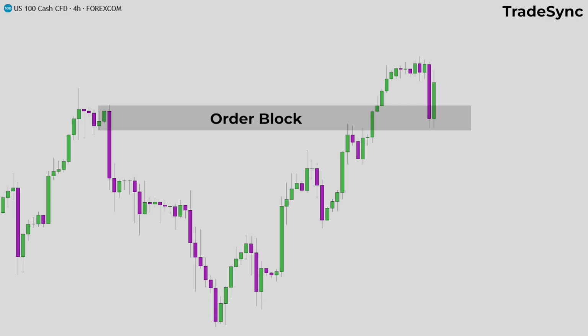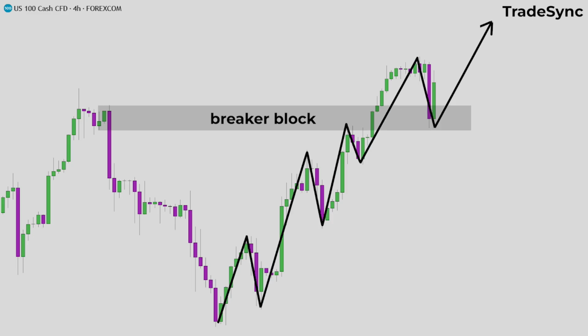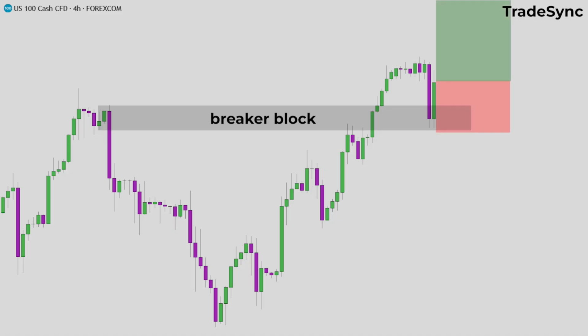Price broke the order block, turning it into a breaker block. A strong rejection has already formed from the zone, confirming the uptrend after the breakout. Now we're ready to enter the trade, with the stop loss placed below the breaker block and a target of 1 to 2 risk to reward for this setup.